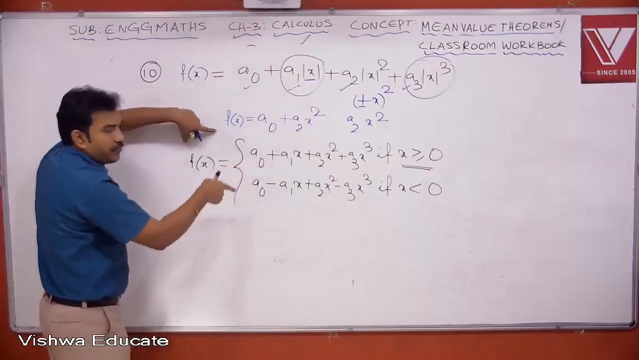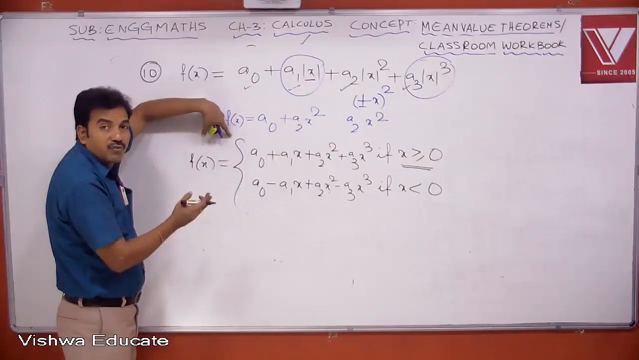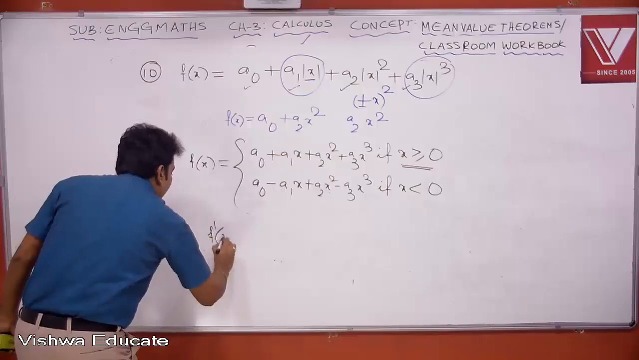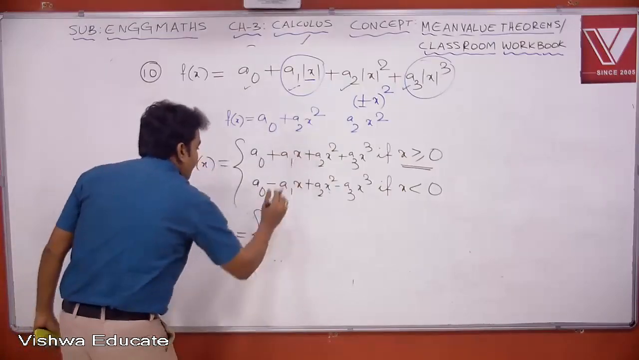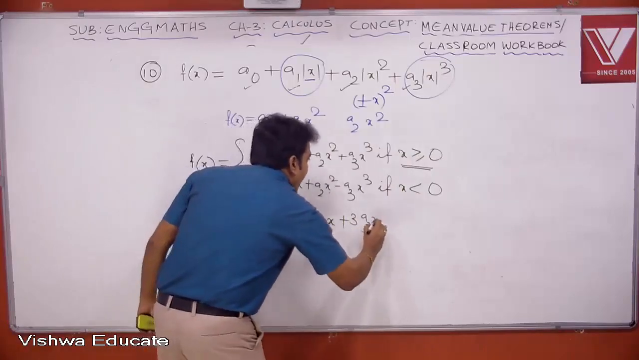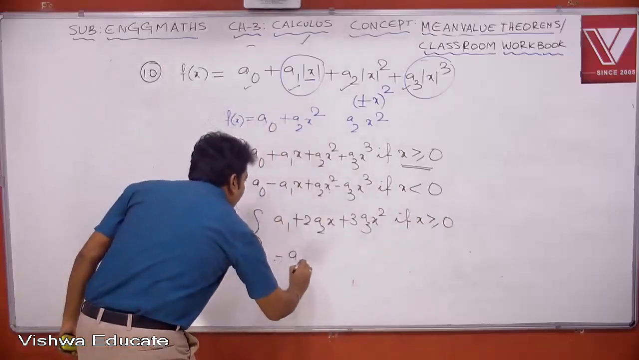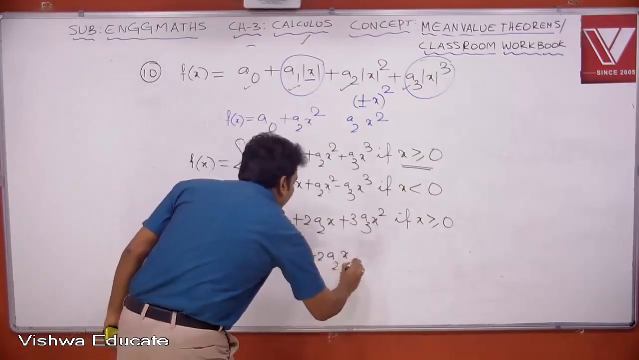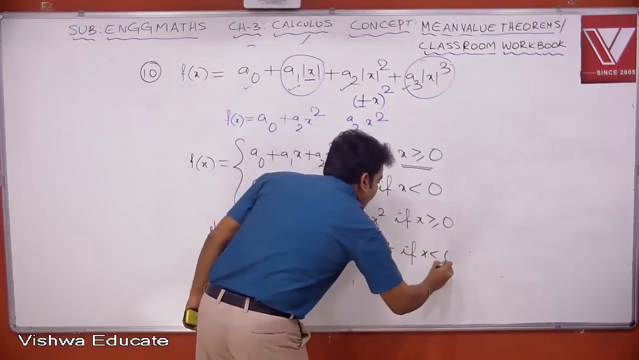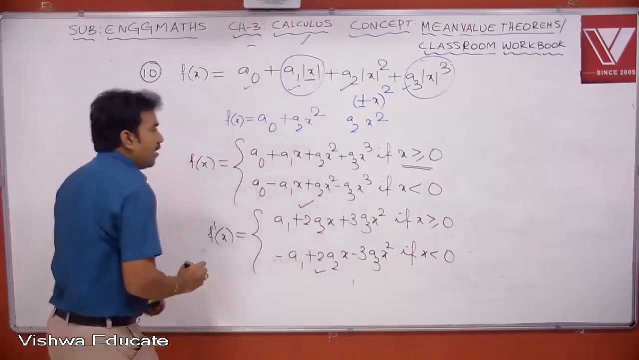Since the function takes two different forms, above 0 one function and below 0 one function, in that case we need to find left hand and right hand derivatives. So let us find the derivative. f dash of x equal to a1 plus 2a2x plus 3a3x square if x is greater than or equal to 0. Now this one is minus a1 plus 2a2x minus 3a3x square if x is less than 0. This is the function for right derivative and this is the function for left derivative.